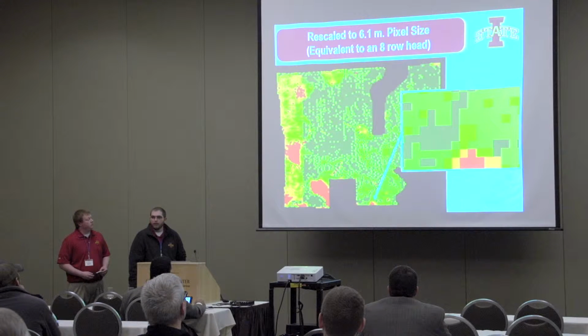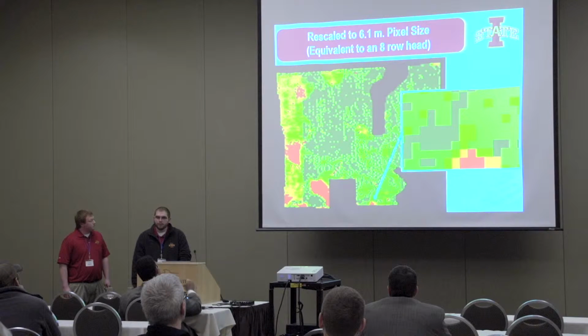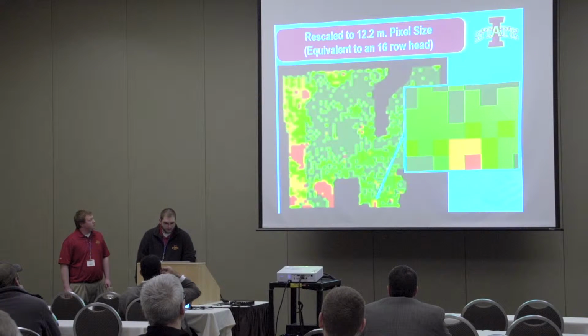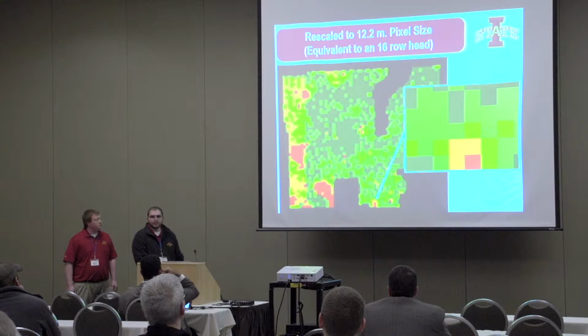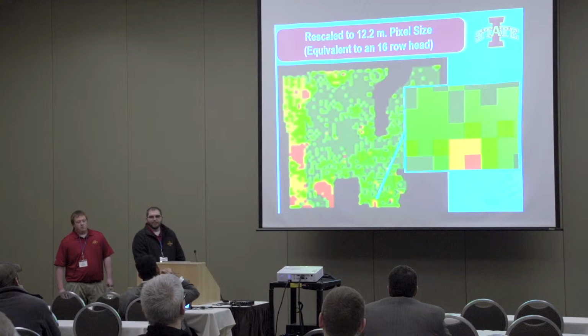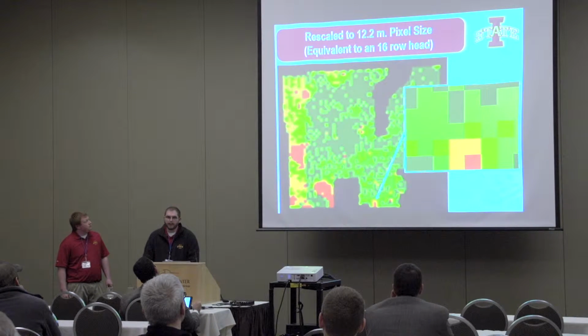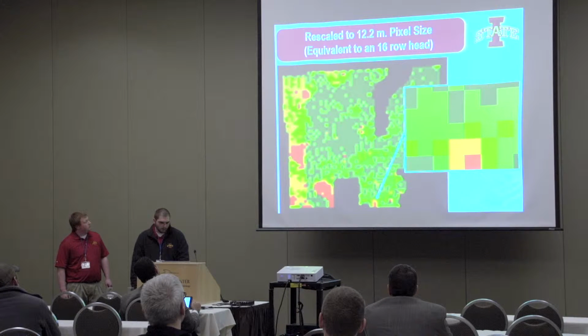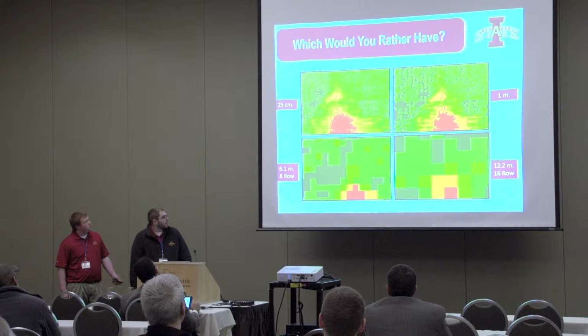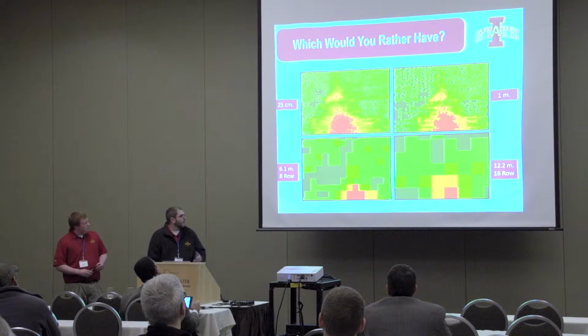This is an 8-row head, or 6.1 meter by 6.1 meter pixel. You've lost almost all the clarity. You barely know that's a drown out spot so much as it could be regular headland damage. And planter skips are completely gone at this point. And now this is what you would be looking at if you went up to a 16-row head. It's not very good in terms of what most people are seeing for resolution and in terms of field level analytics. And here they are side by side for the same point every time.